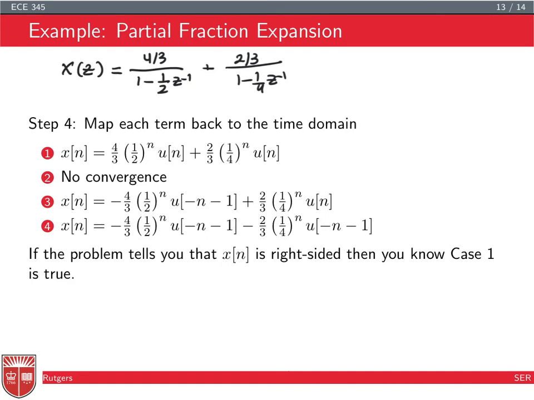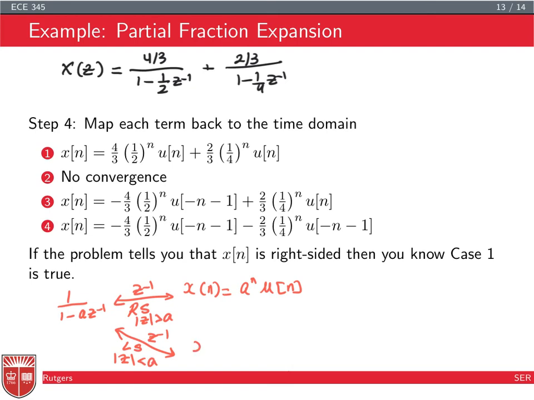If you have 1 over 1 minus a z to the minus 1, then the inverse of this, if the signal is right-sided, meaning z is greater than a, is x of n equal to a to the n u of n. And if the signal is left-sided, meaning z is less than a, then x of n is equal to minus a to the n u of minus n minus 1. We did these two examples in the very first lecture, and here I just apply these formulas.